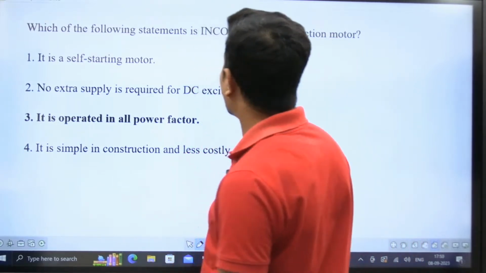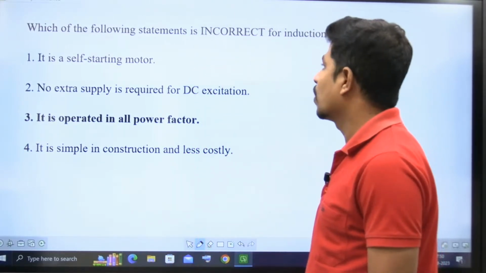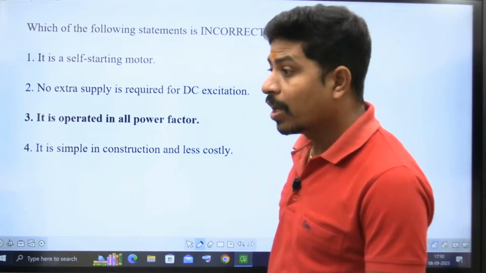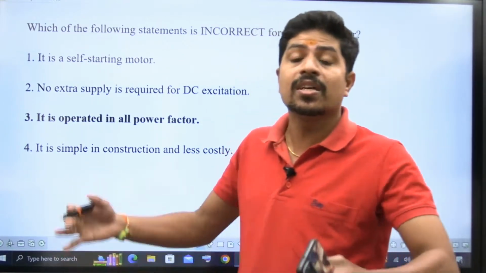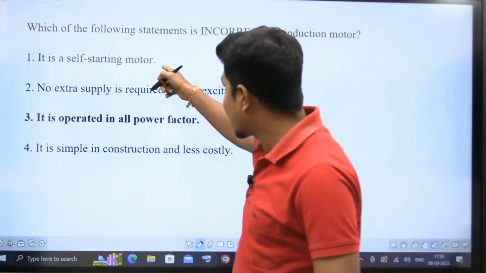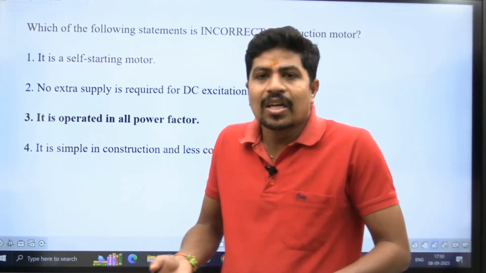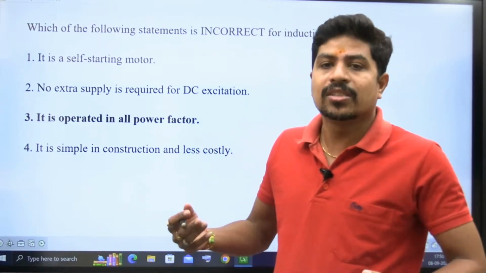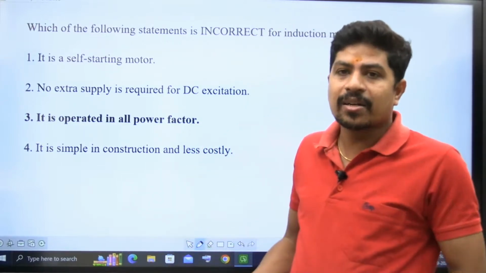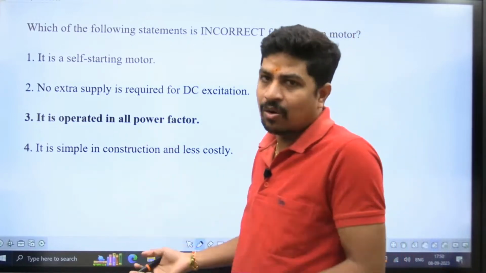Which of the following statements is incorrect for an induction motor? It is a self-starting motor. Yes, a three-phase induction motor is a self-starting motor. This is a correct statement. No extra supply is required for DC excitation. Yes, an induction motor is a singly excited machine. Therefore, no separate excitation is required.